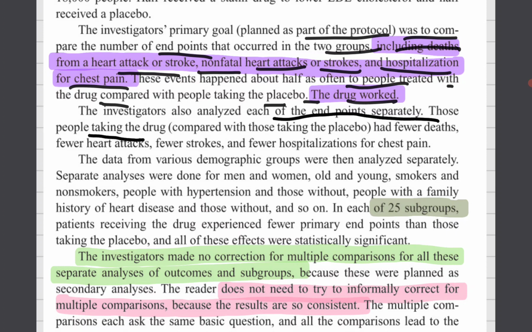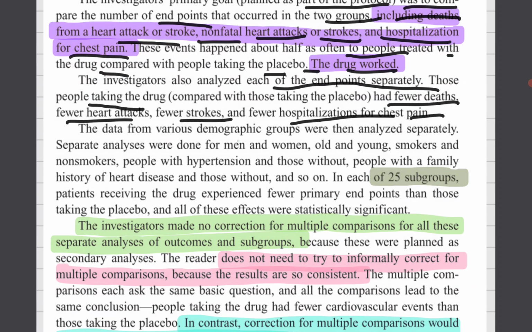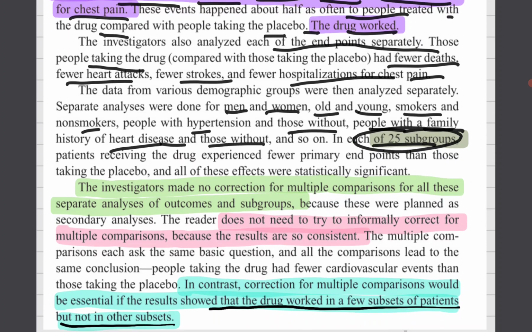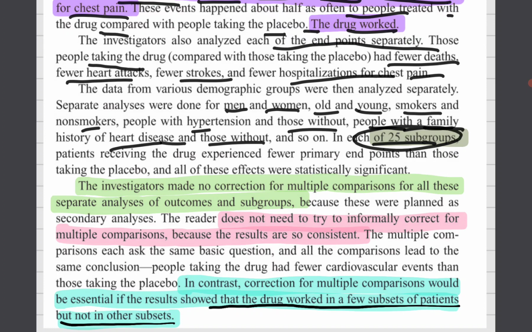Those people taking the drug, compared with those taking the placebo, had fewer deaths, fewer heart attacks, fewer strokes and fewer hospitalizations for chest pain. The data from various demographic groups were also analyzed separately. Separate analysis was done for men, women, old, young, smoker, non-smoker, people with hypertension, those without hypertension, people with family history of heart disease and those without family history of heart disease, and so on. So they have also done many subgroup analyses. About 25 subgroup analyses were planned in total, right?